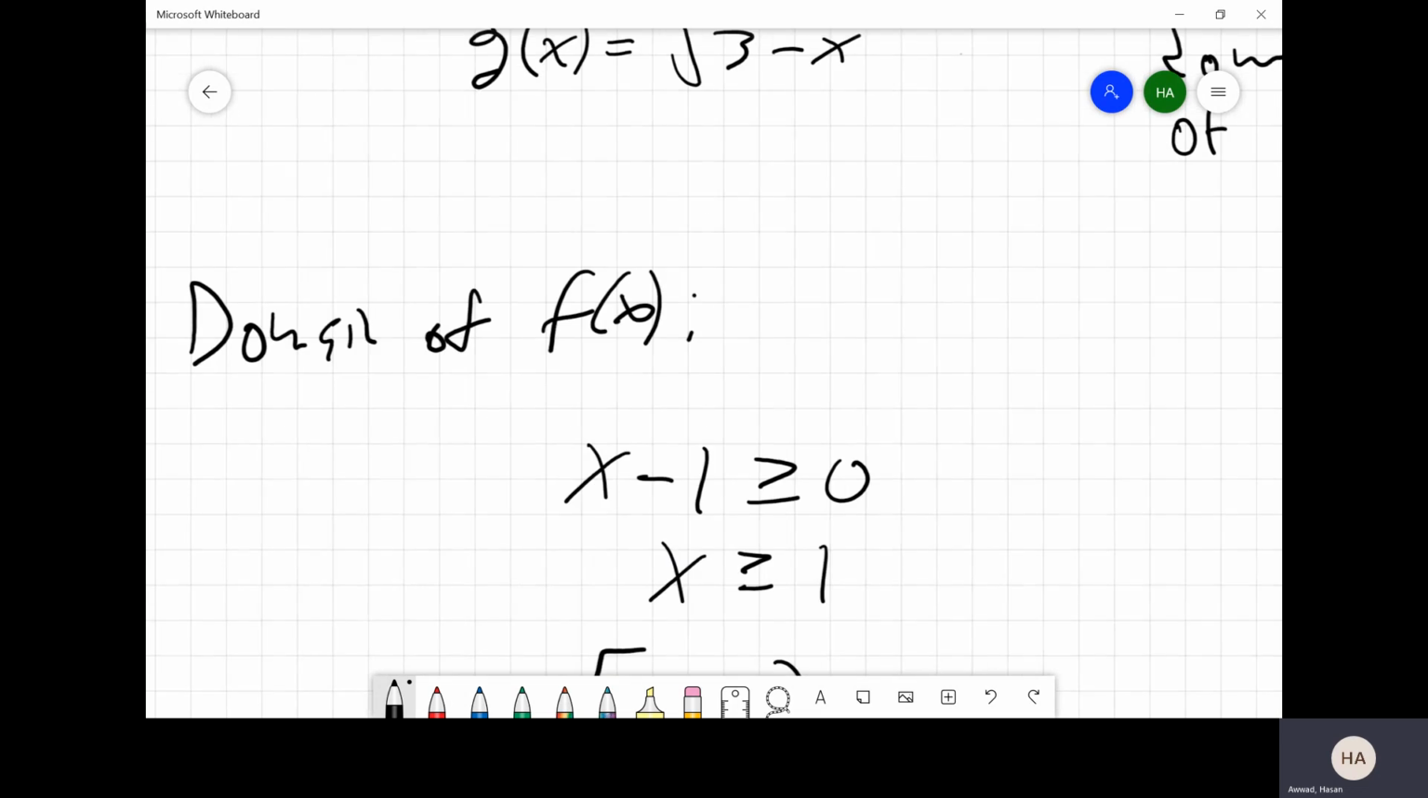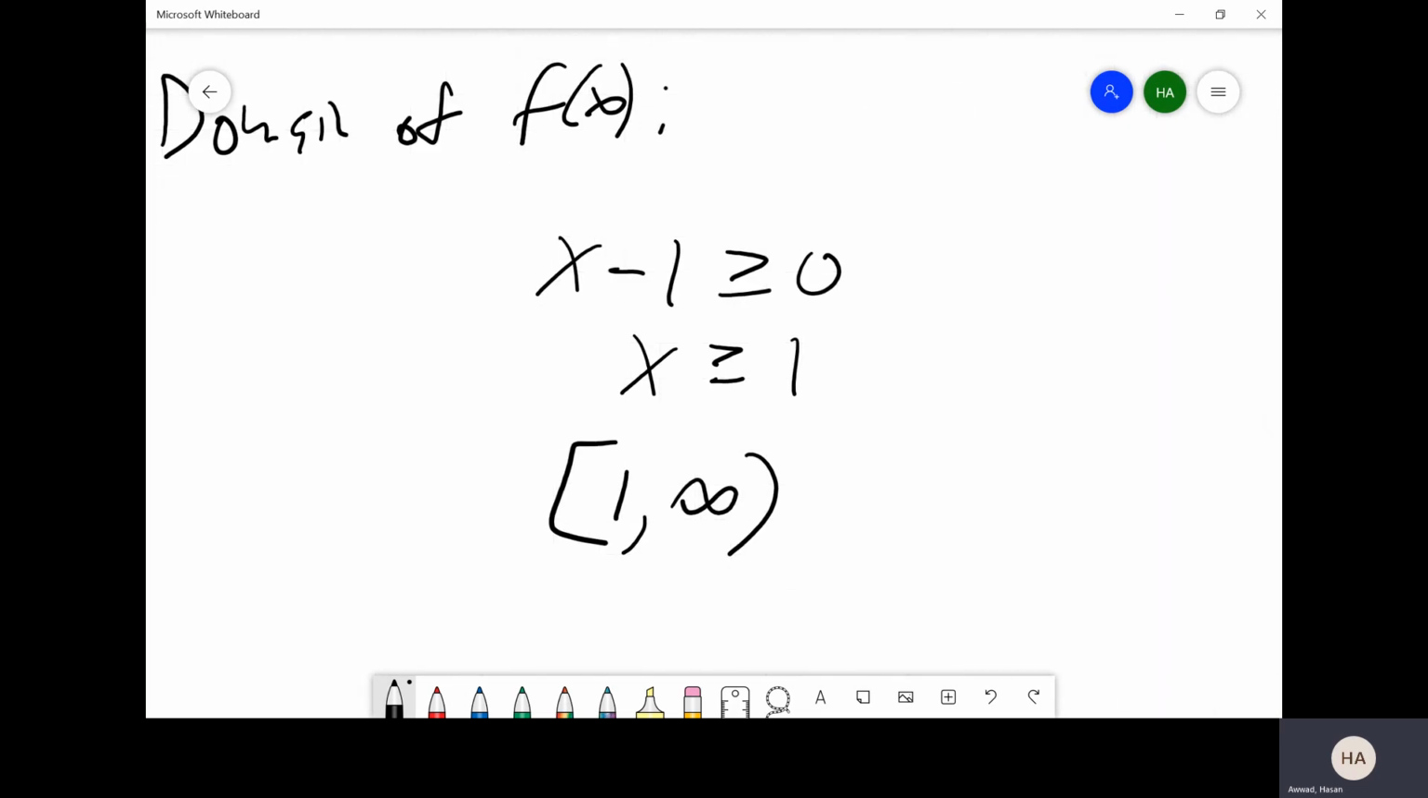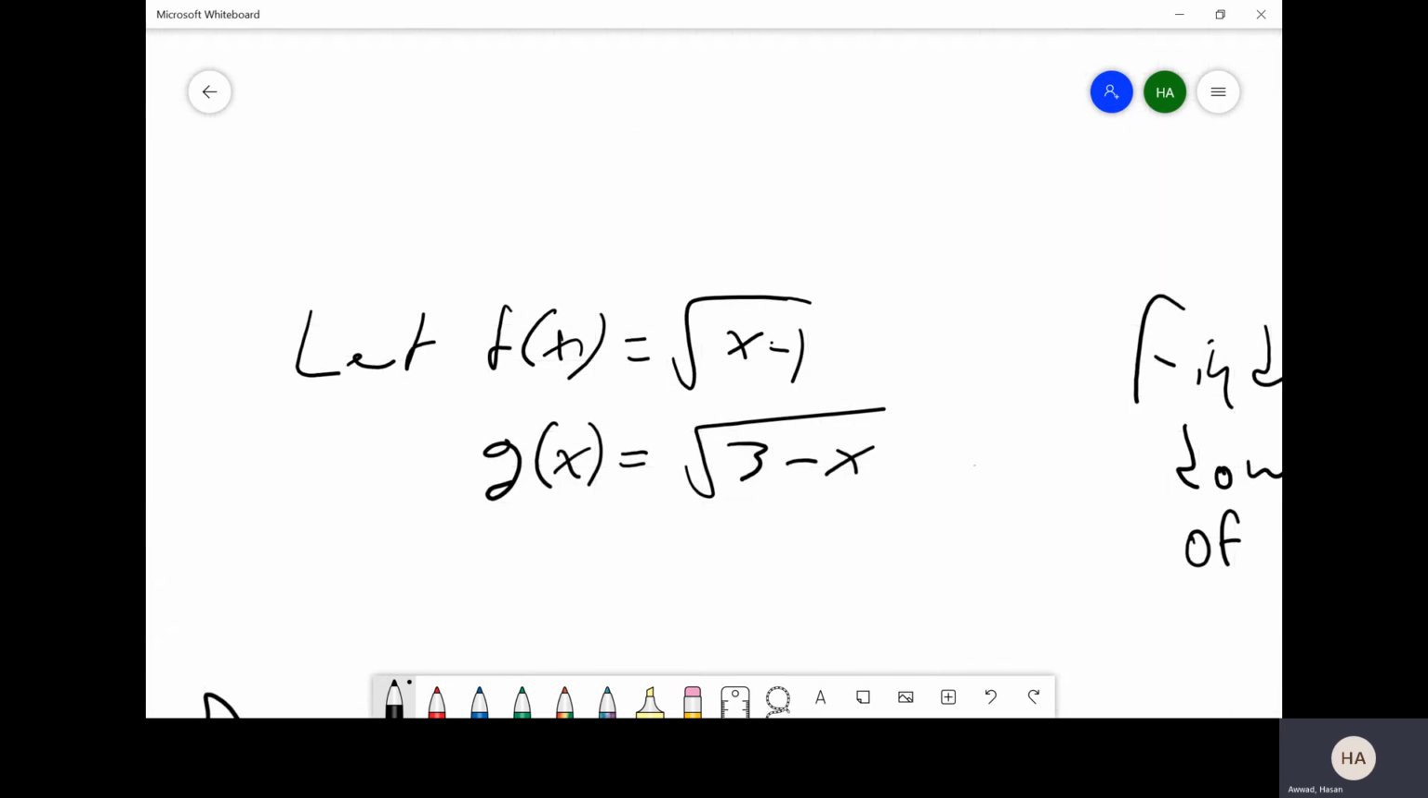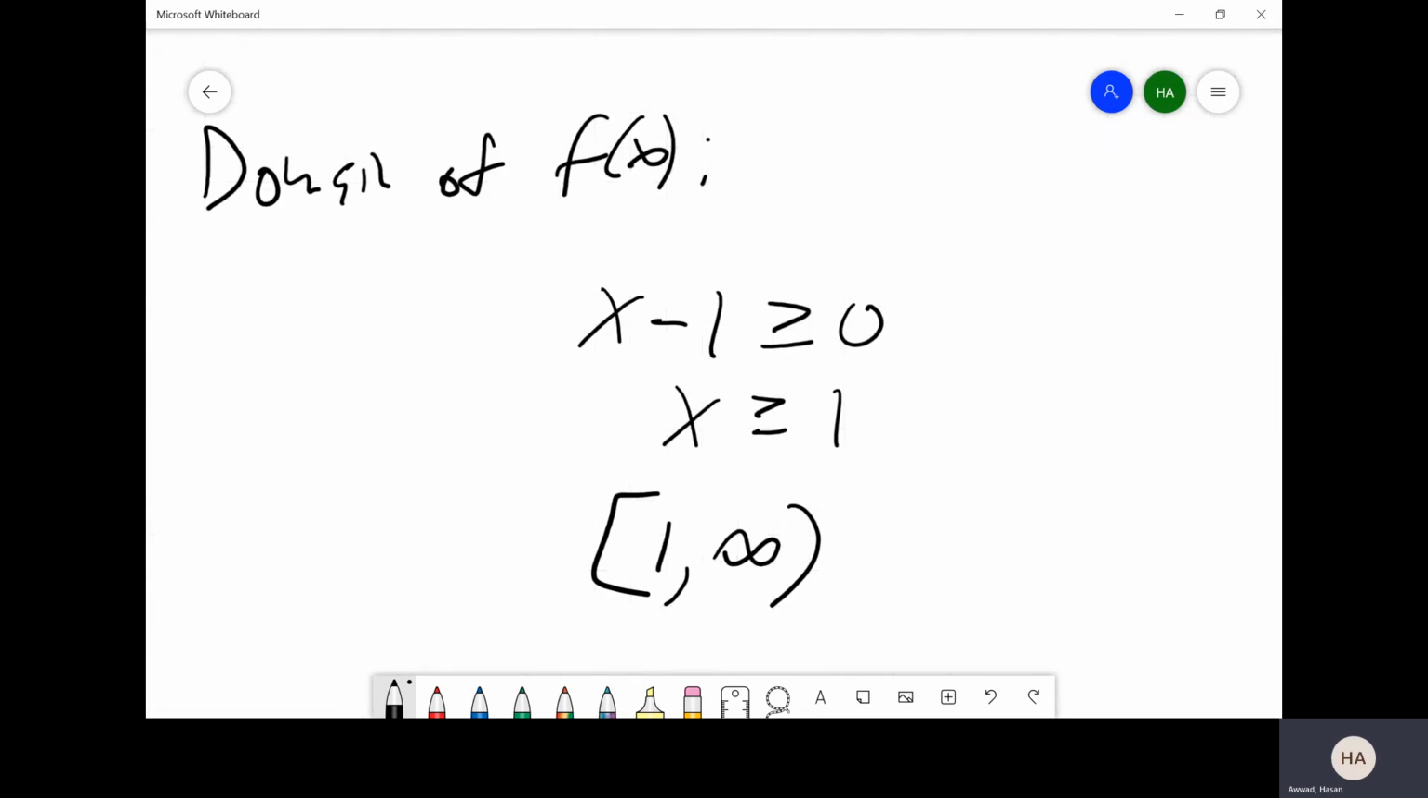However, if you pick any number that is less than 1, such as 0, well, you would get 0 minus 1 underneath the radical sign, and then you have the square root of -1, and that's a problem, right? You have a negative number underneath the square root, and that's not okay. So now we found the domain of f of x.